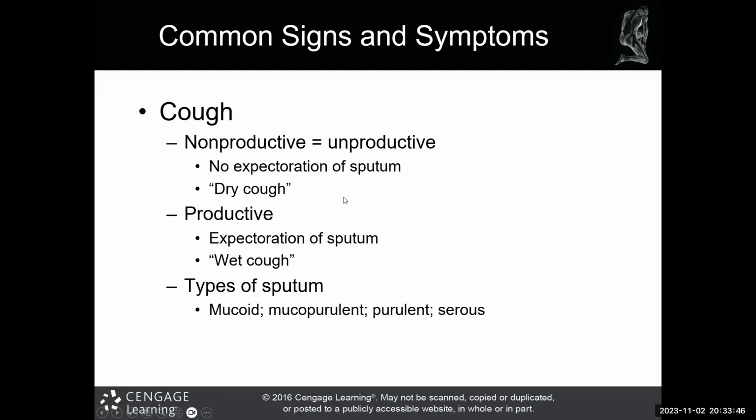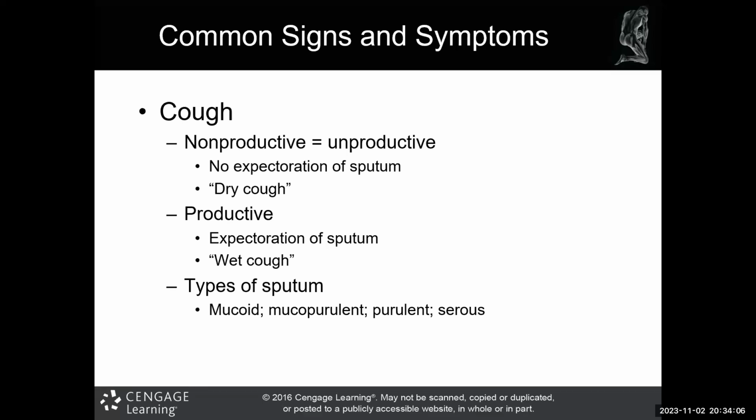It can be a non-productive or an unproductive cough. There's no expectoration of sputum or mucus. It's what we call a dry cough. A productive cough means you are bringing up sputum or mucus. It's a wet cough.